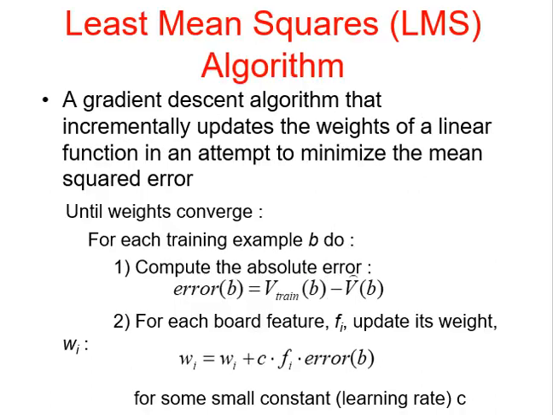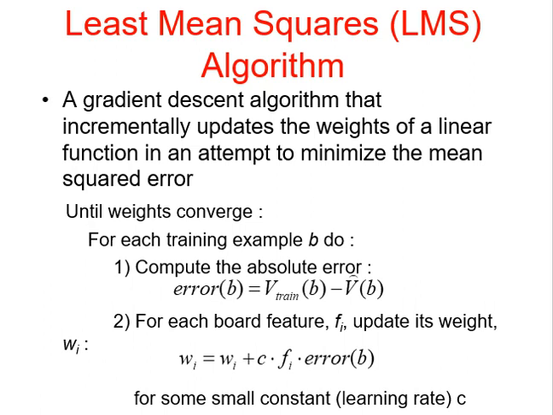Now let's talk about the least mean square algorithm, which is known as LMS. A gradient descent algorithm that incrementally updates the weights of a linear function. In this, we will consider a training example B. Firstly, we will compute the error.